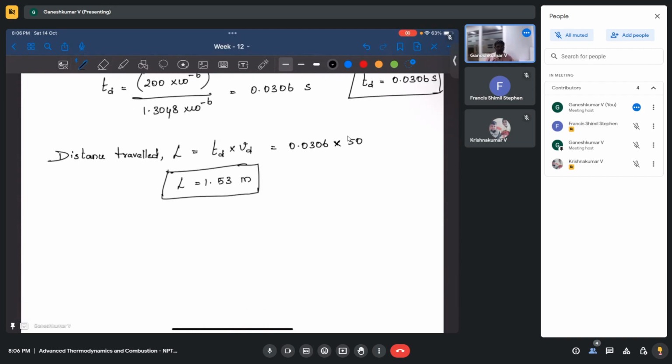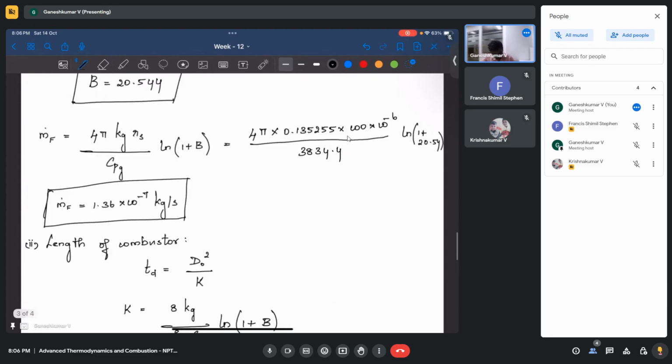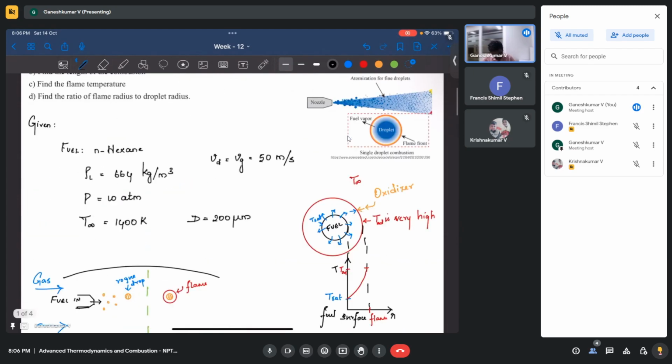So basically, you should not design in such a way that you will have this rogue droplet. You should make sure that the nozzle sprays very fine droplets, so that they can easily evaporate and completely combust before reaching other parts of the gas turbine. Okay, so this completes the second part of the question.